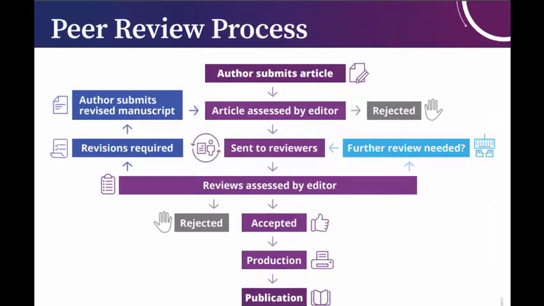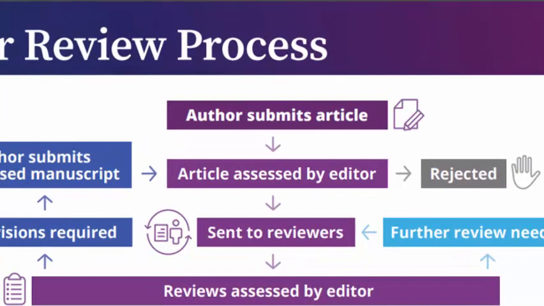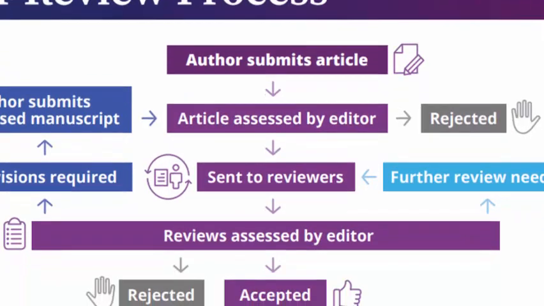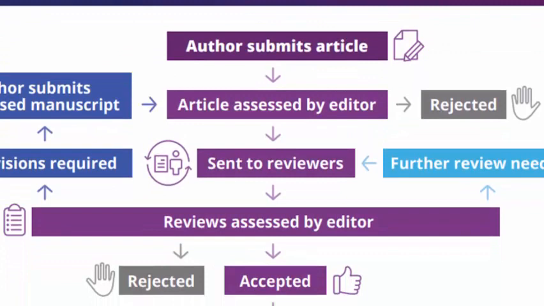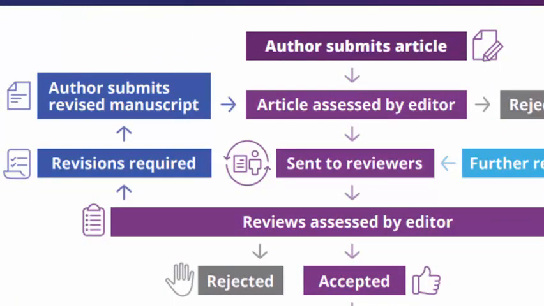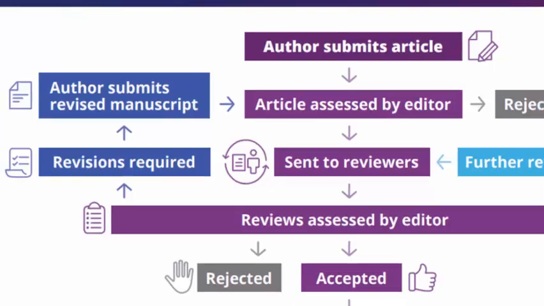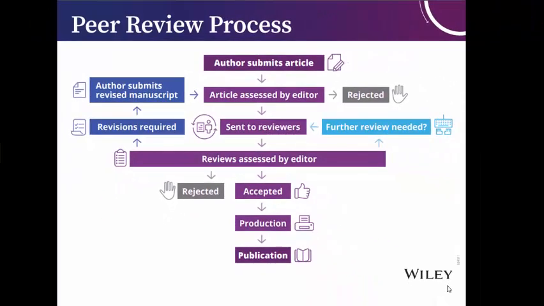The author, usually an expert in their field, submits an article. The article is assessed by the editor and sent to reviewers. The reviewers are the author's peers. That means that they are also experts in their field. My peers are other teachers, and your peers are other students. At the end of this process, the article is either rejected or published.